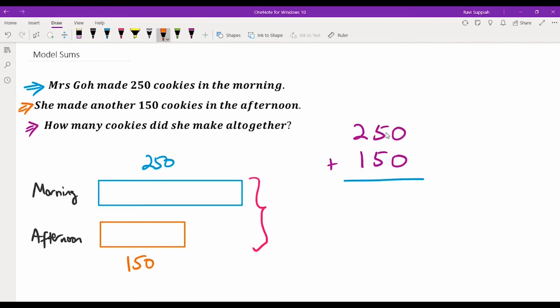So 0 plus 0, you get 0. 5 plus 5, you get 10. So it's a 0, carry 1. Then 2 plus 1 plus the carry, so you get 4. So altogether, Mrs. Go made 400 cookies. So that is the final answer here for this question.